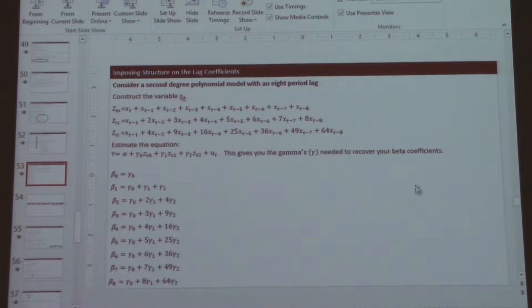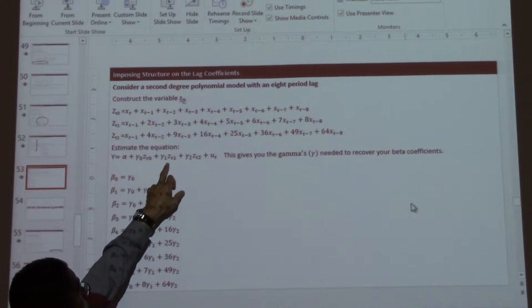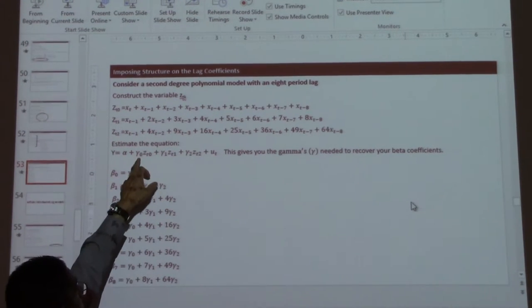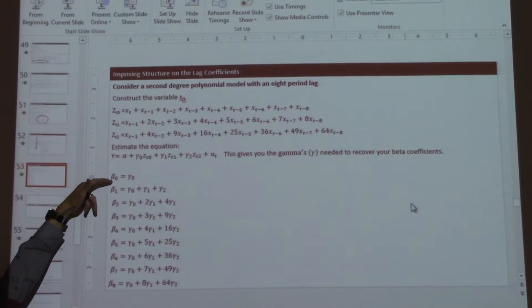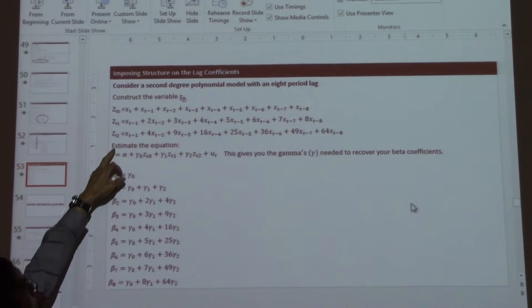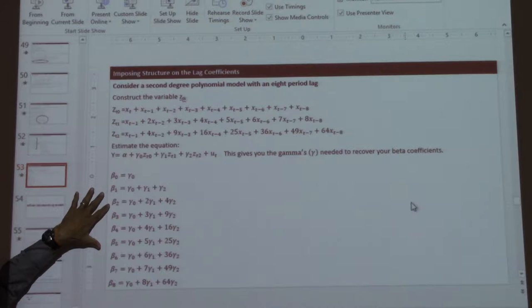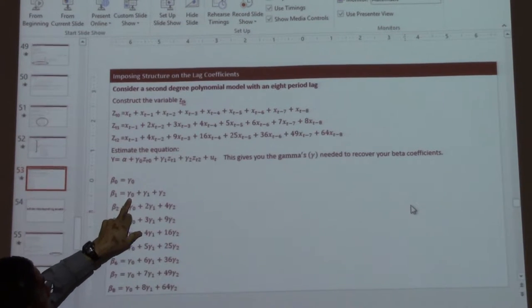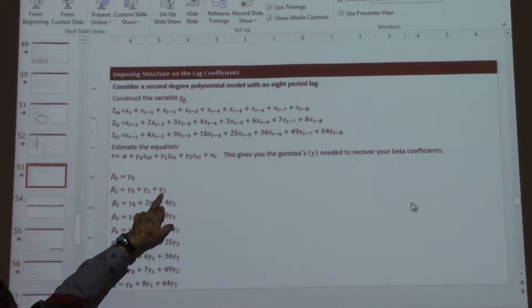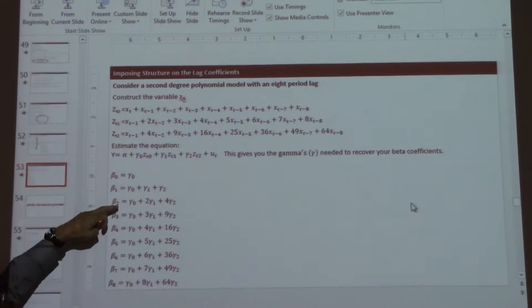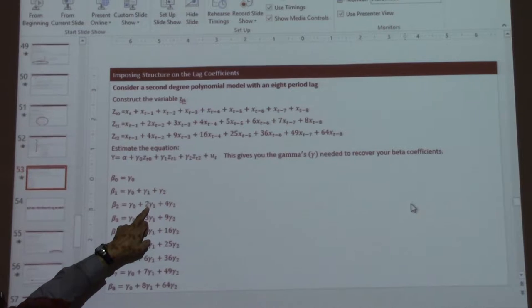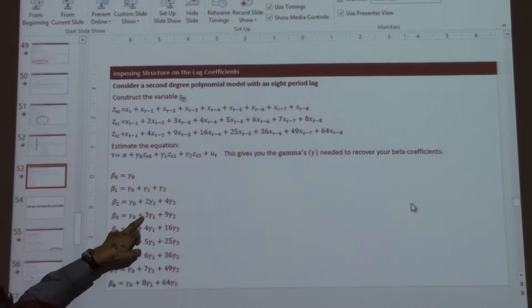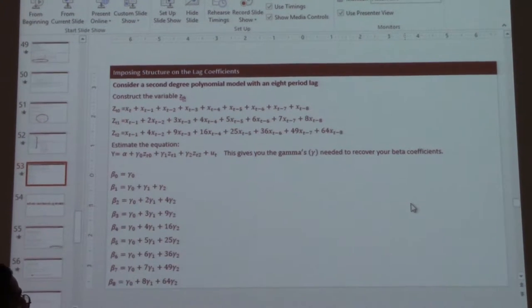All right. So we just got, this goes back to the previous slide, we just got gamma 0, gamma 1, gamma 2. We're going to take those gammas. Remember, we constructed these beta zeros, which we used to get here. But now we need to reconstruct these beta zeros. So we need to pull gamma 0, gamma 1, and gamma 2 from our regression. We need to pull them out again, but multiply gamma 1 by 2, gamma 2 by 4, then 3, 9, and so on and so on and so on.